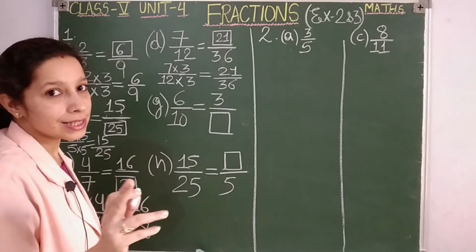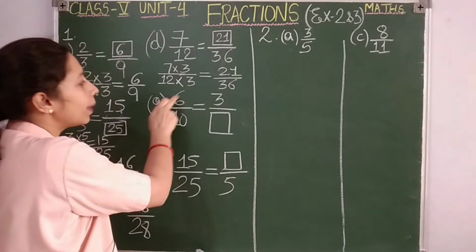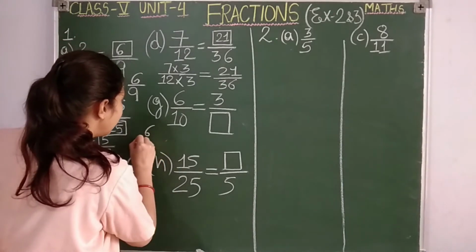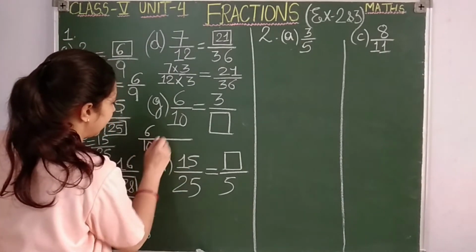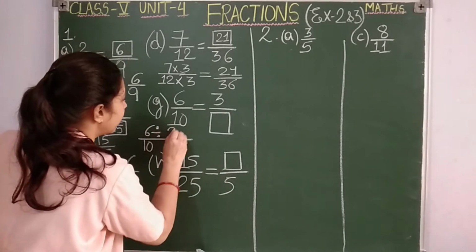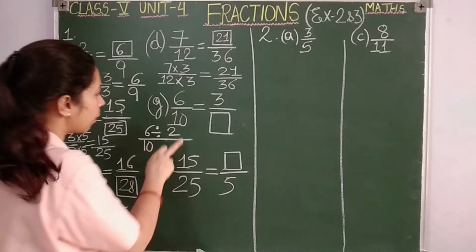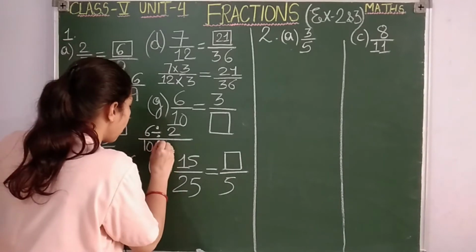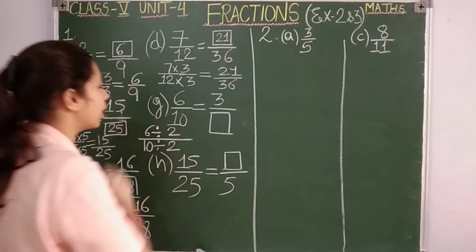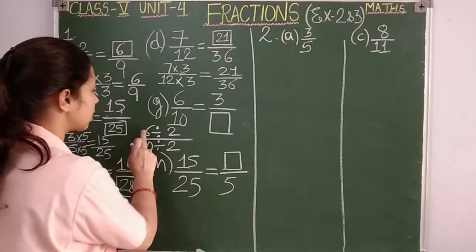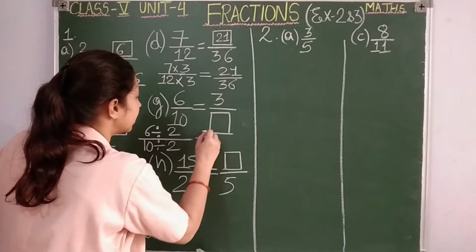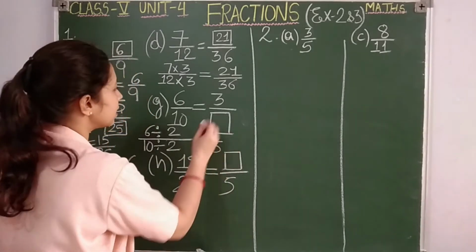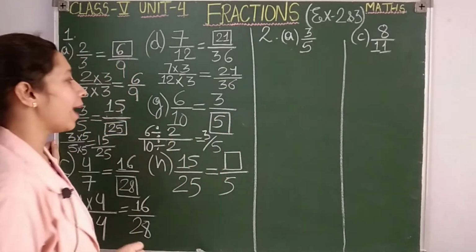2 3s are 6, means here 6 will be divided by 2. Then the quotient will be 3. Look students, here I will write 6 by 10. Then here I will divide it by 2. Again same rule: if you are multiplying or dividing the numerator by a number, the same operation and the same number you are going to take for the denominator also. Now see, 6 divided by 2 will get 3. Then 10 divided by 2 will get 5. So my answer will be 3 by 5.